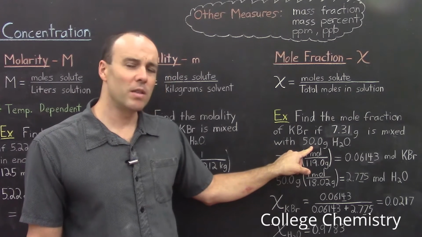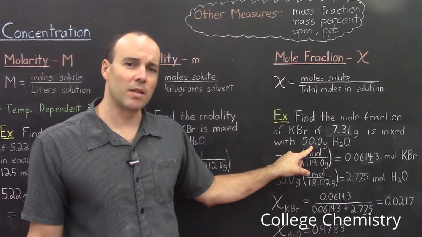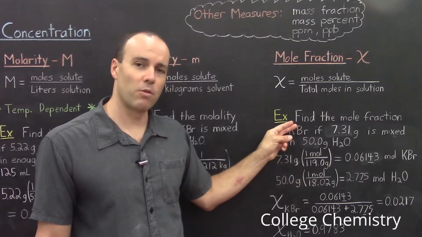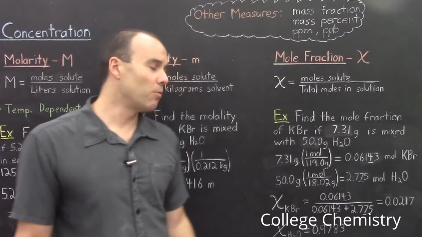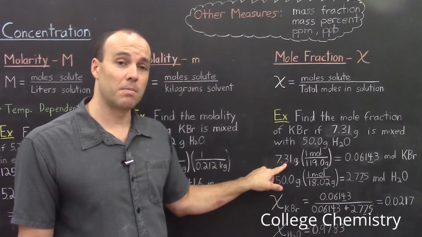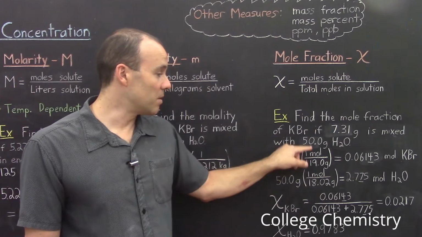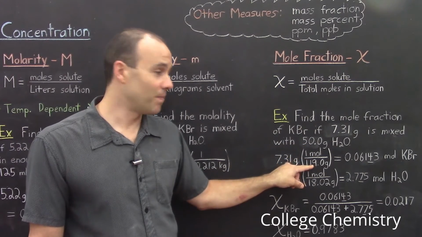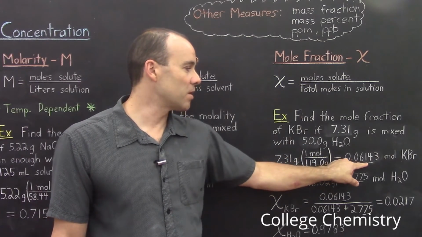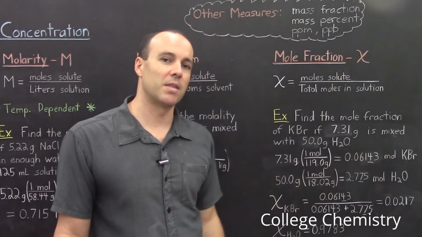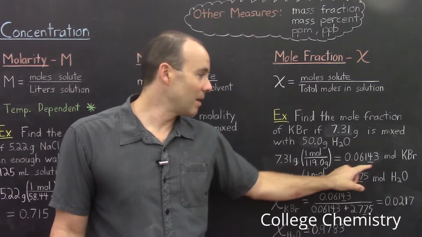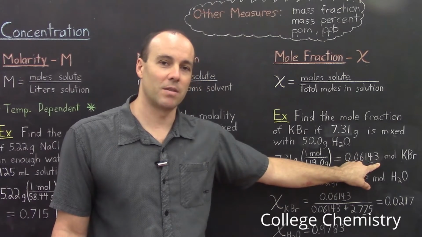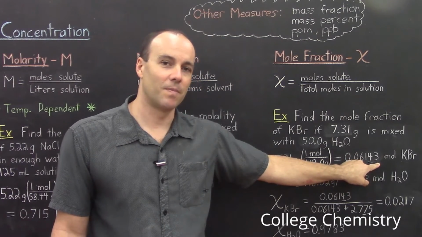So we do need the moles of everything in the solution, and that's potassium bromide and water. So to find the moles of potassium bromide, we start with its mass and we convert it to moles using the molar mass again, and you get 0.06143 moles potassium bromide. This is a 3 sig fig number. I left the extra digit because we're going to use this number again.